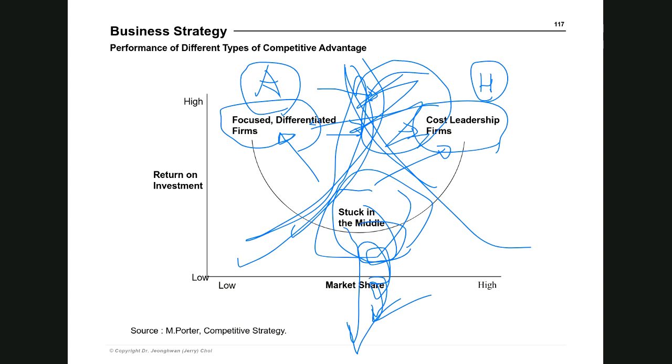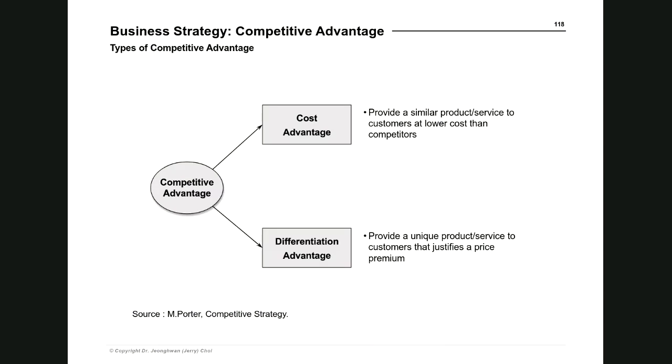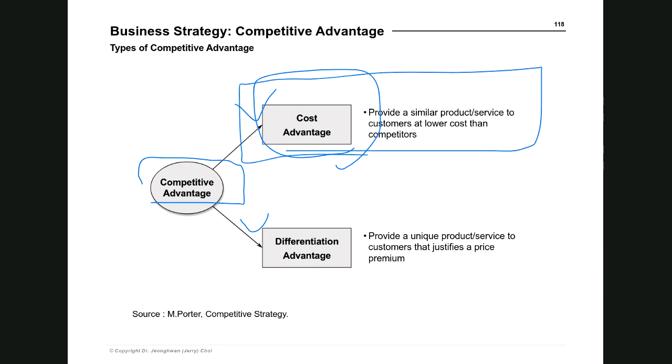In this week, we will talk about how we can achieve cost leadership, and next week, how we can achieve the differentiated user experience. Okay, good. So far, any question? Mainly this week we will talk about the cost advantage, cost leadership. There are only two competitive advantages, cost leadership or differentiated user experience. We call that the cost advantage or the differentiation advantage. This week, we will mainly talk about how we can achieve the best cost leadership.